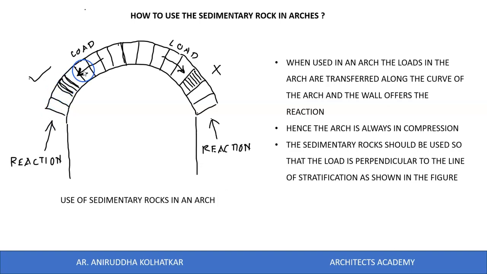So what you're going to see is that all these stones, which are wedge-shaped stones in the arch, are going to be in compression. And if the stone is used in the way that has been shown here in the first sketch, it is always good, because here the load is perpendicular to the line of stratification, while in the second sketch the load is parallel to the line of stratification, and therefore there is a possibility of this getting split and damaging the arch.